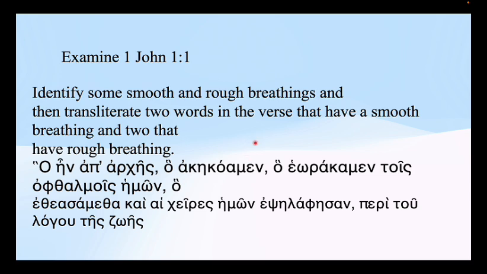So we have more examples coming. Now, identify some smooth and rough breathings and then transliterate two words in the verse that have a smooth breathing and two that have rough breathing. So this is what it means. When you find the rough breathing, you always supply an H before that Greek word to have the rough breathing sound and the rough breathing transliteration.